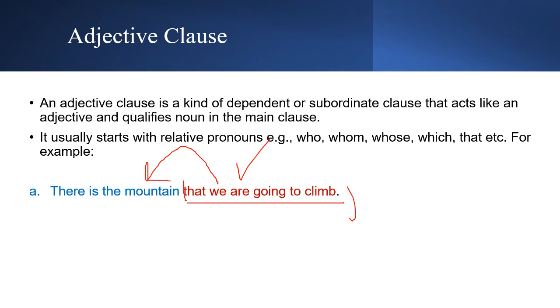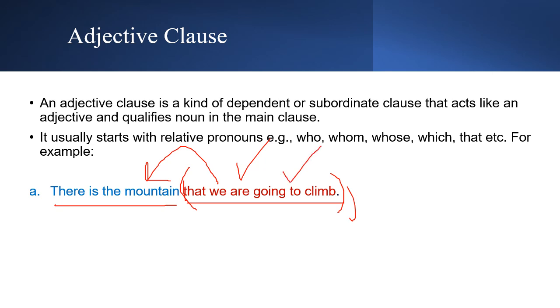For example, if I say there's the mountain which is very tall, now which thing is tall? The mountain. So a word or a group of words that acts like an adjective would be an adjective clause. At the same time, you can see that there is the mountain is a complete sentence. That we are going to climb, if I only say this, is incomplete. It does not give us full sense. That's why it's a subordinate clause.